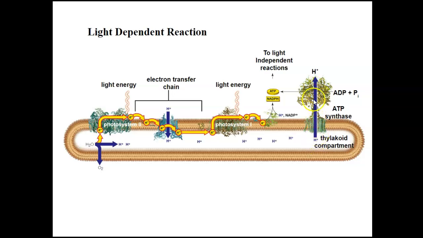As hydrogen ions flow out, it causes this buildup of energy that allows ADP to add a phosphate and become ATP. Remember, the ATP is energy needed to drive the Calvin-Benson cycle. You're also needing NADPH, these electron carriers in the form of hydrogen. So NADP plus added with a hydrogen ion becomes NADPH.